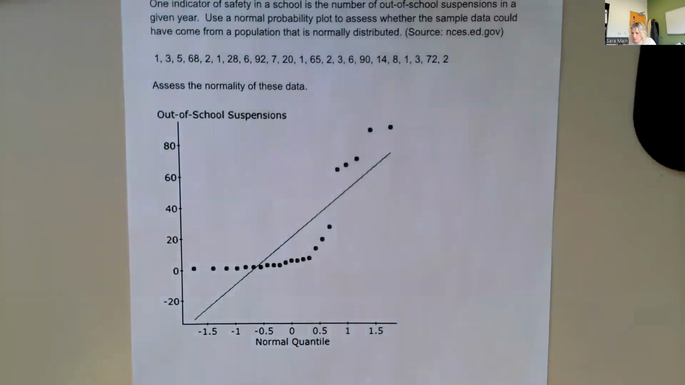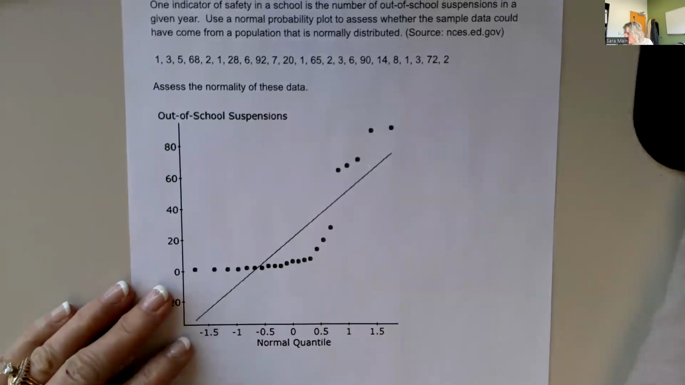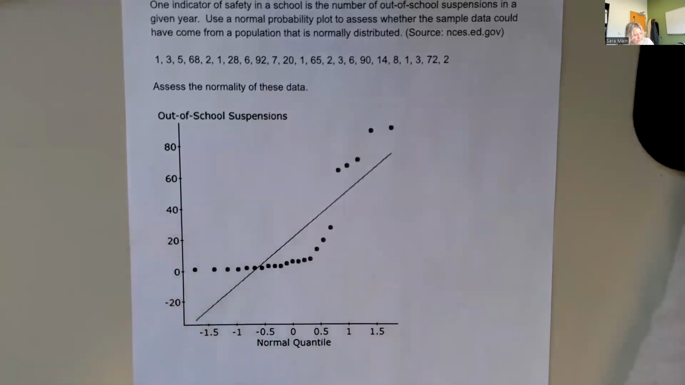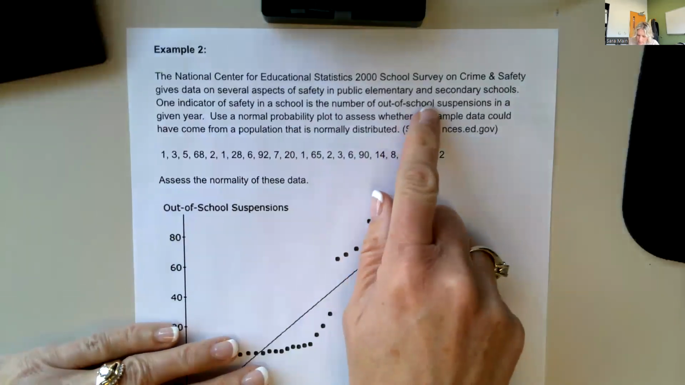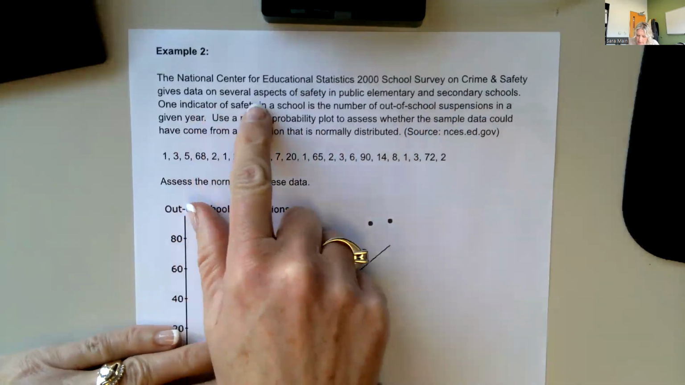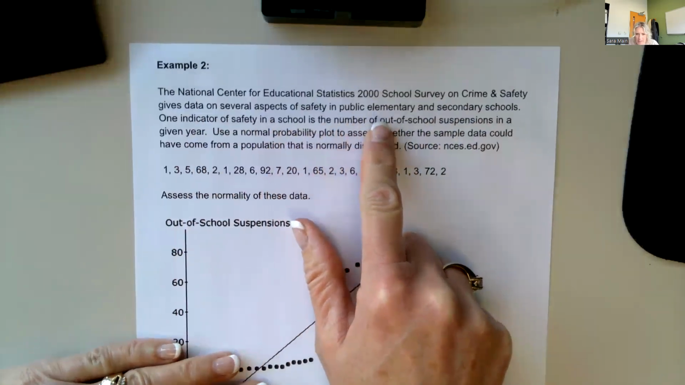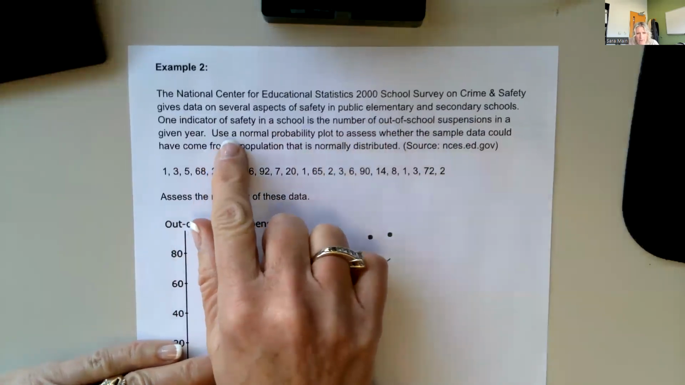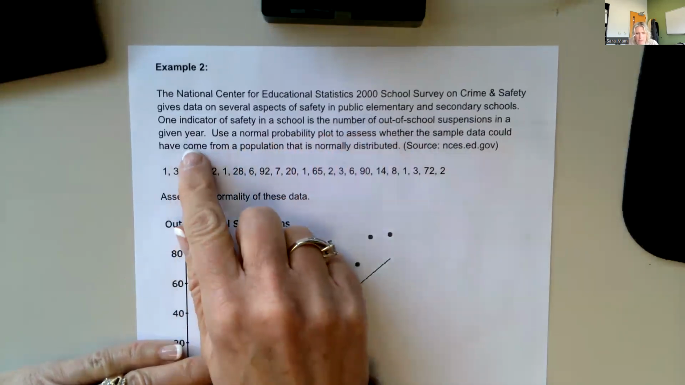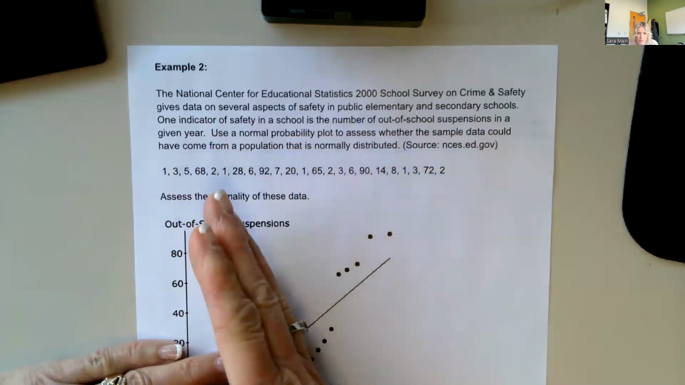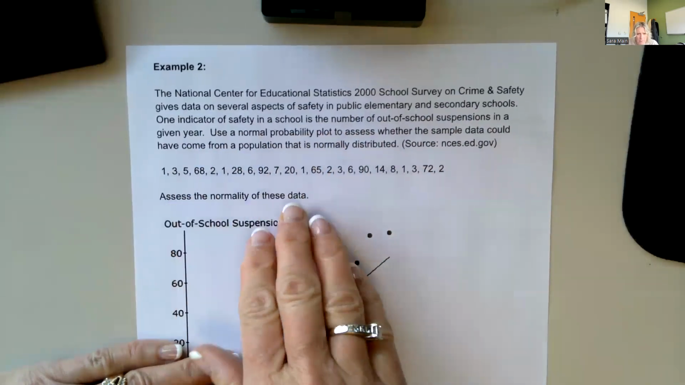Now, example 2 is a different data set. It says the National Center for Educational Statistics 2000 school survey on crime and safety gives data on several aspects of safety in public elementary and secondary schools. One indicator of safety in a school is the number of out-of-school suspensions in a given year. You'd like to have as few in-school or out-of-school suspensions as possible.